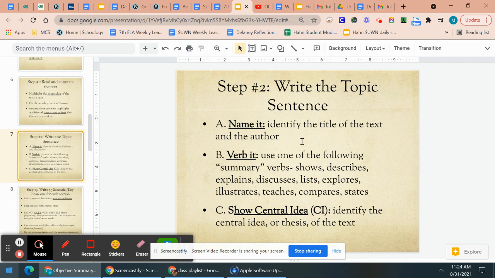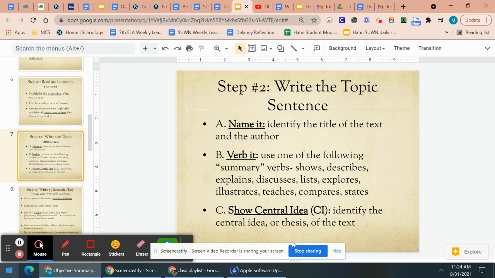Then you verb it. So you just pick one good verb. In the article, the author shows, the author explains, discusses, explores, argues, illustrates. So what are they doing? Are they just telling you? Are they arguing something for you? Are they exploring an idea?